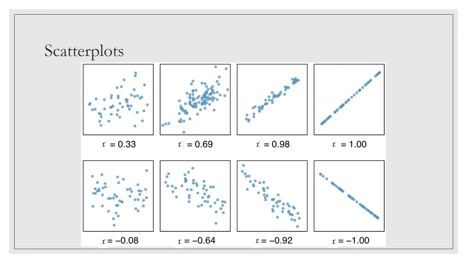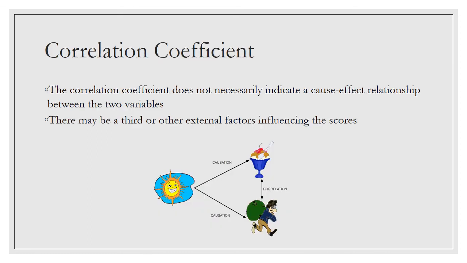Same thing for our negative values. At negative 0.08, we almost have no relationship there at all. At negative 0.64, we see the relationship start to strengthen and go the other direction than the positive relationships. At negative 0.92, we have a very strong negative relationship, and at negative 1, we see the perfect line of a negative relationship formed.